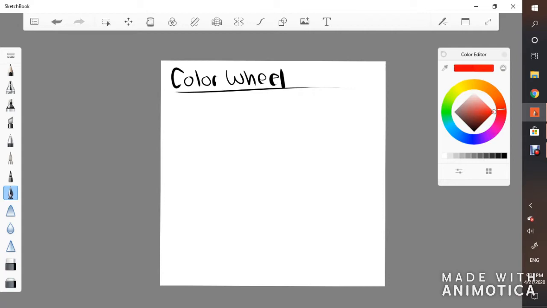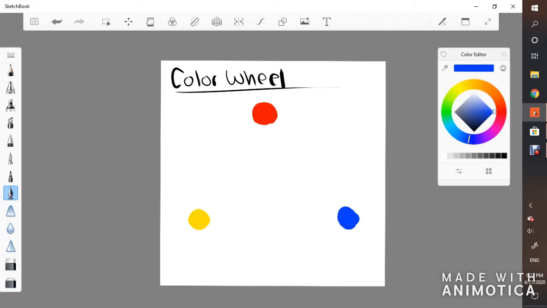So we're gonna draw the three primary colors. So that's what they're called, primary colors. That's because they're the first colors in the color wheel when you draw one. Now, we're going to draw them in a triangular kind of shape. I think that's good. So, we have red, yellow, blue.